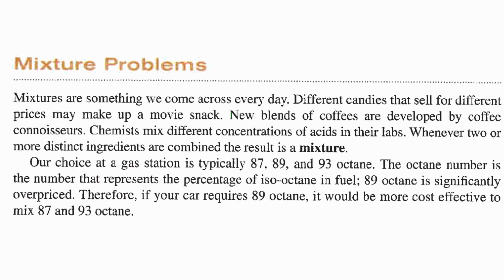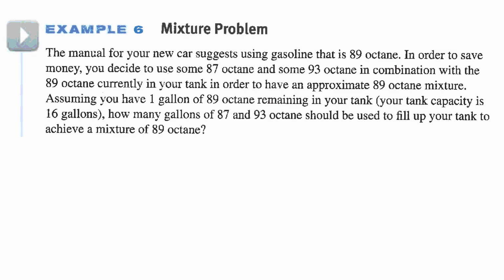Okay, next section we're going to get into our mixture problems. So just an example here. If we want to fill up on 89 octane gasoline, what we could do, if it was cheaper, is do some of 87 and some of 93 to mix it and end up with 89 at the end. So let's see an example here.